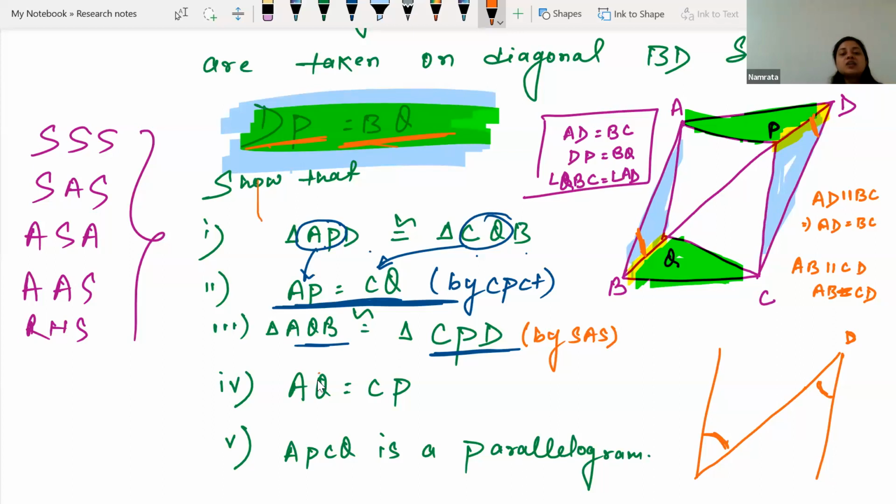Now the next part, AQ is equal to CP. So from here only we can say AQ, and from here only we can say CP. Both are congruent by what? By CPCT.